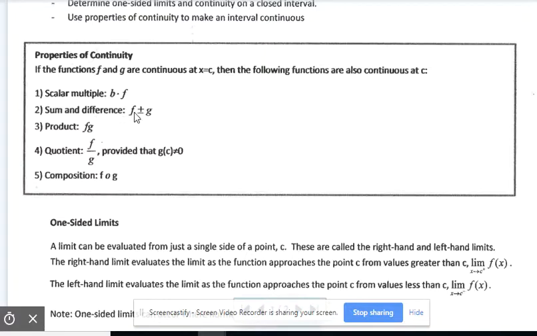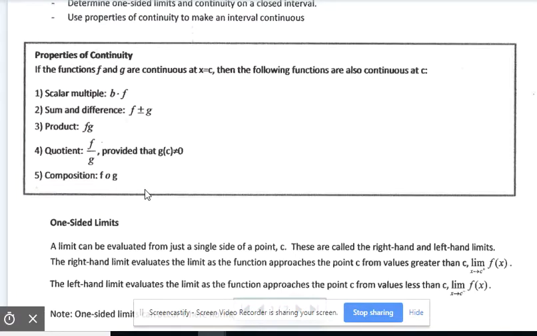If you add or subtract two continuous functions, that resulting function is also continuous. The product of two continuous functions is also continuous. The quotient of two continuous functions is also continuous, provided that the function in the bottom is not zero.